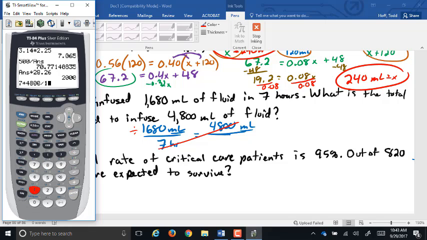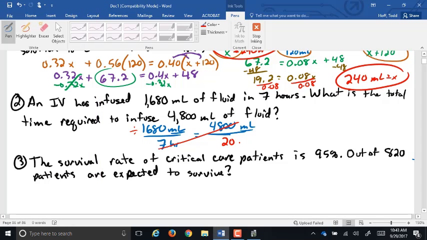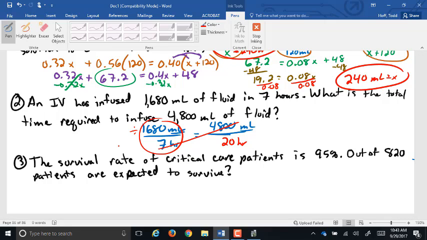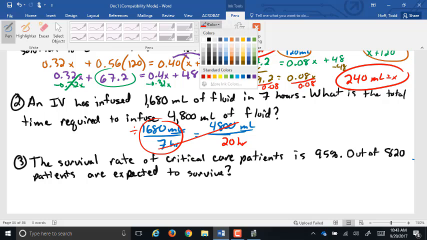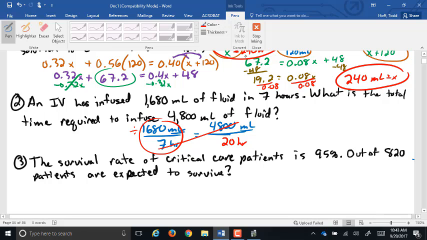That sounds about right. Yep. Did you divide this out to get 240 milliliters per hour? Okay, good point. In these proportions, yep, that's exactly right.